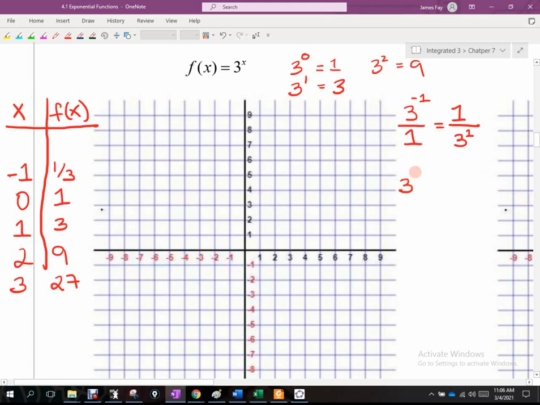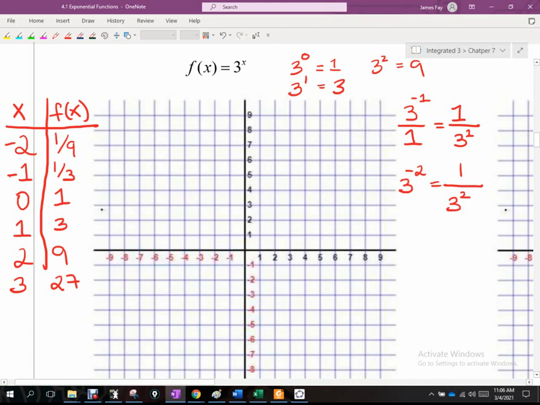Then we'll have 3 to the negative 2 when I try x to be negative 2. I end up doing the same thing. Now I put a 1 up top, and this 3 to the negative 2 goes down here as 3 squared. So what's 1 over 3 squared? What's 3 squared the same as? 9. Good. So I get 1 over 9.